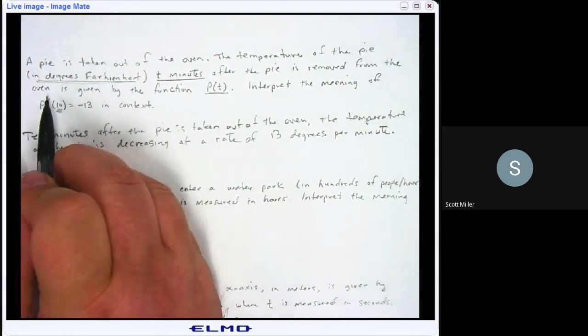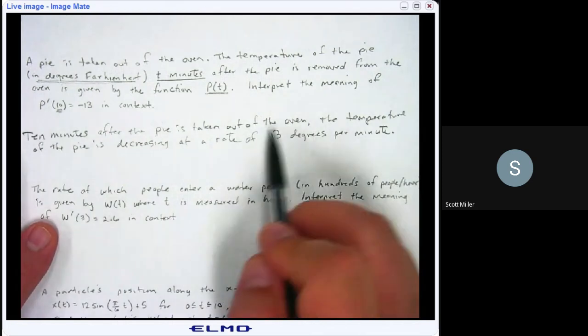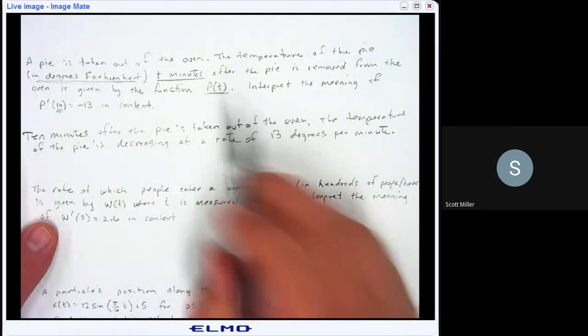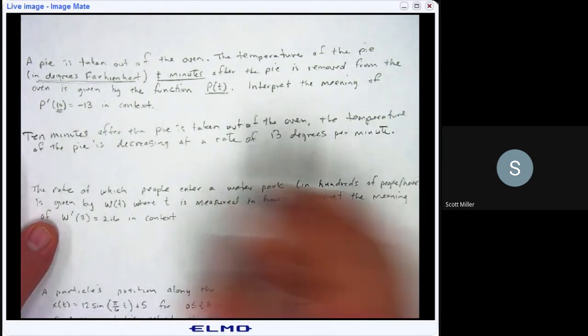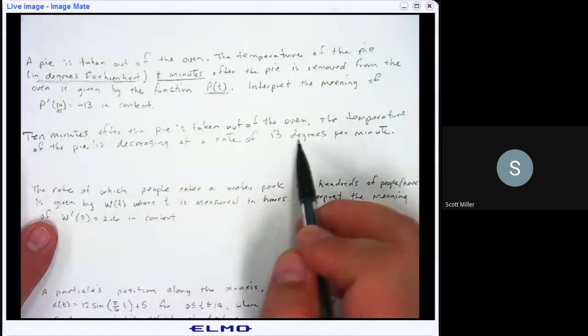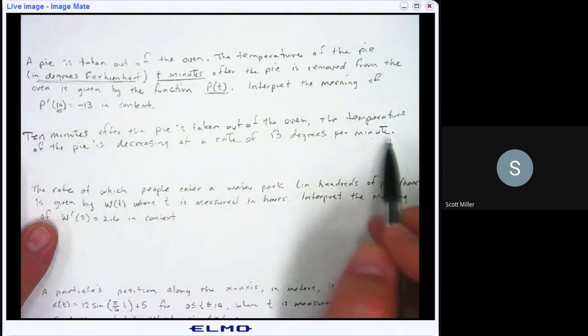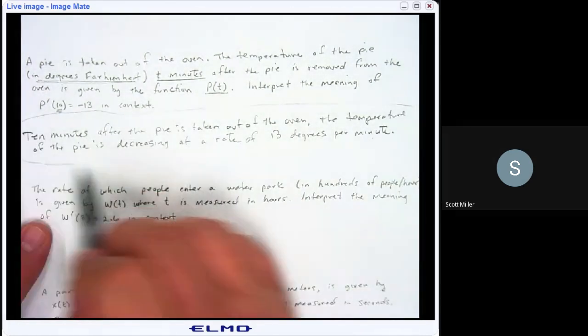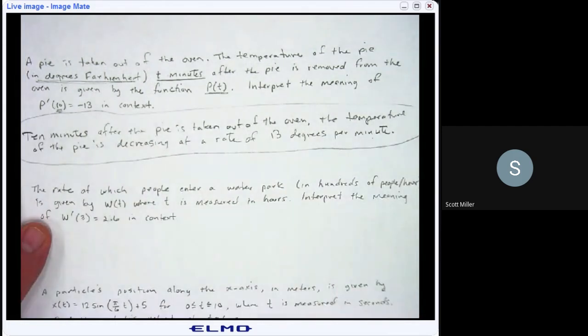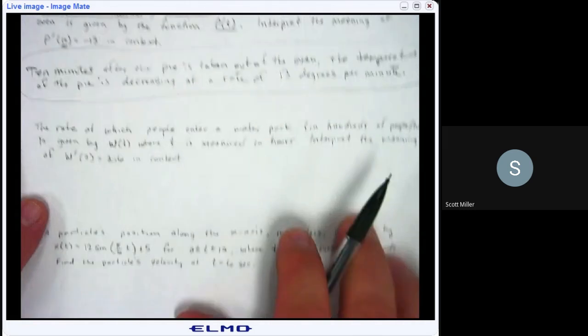Because this is a P prime, the degrees of the function, which is the temperature of the pie, per the unit of time. So that's my answer for that one in context, using the sentence frame. Okay? Let's look at the next one down here.